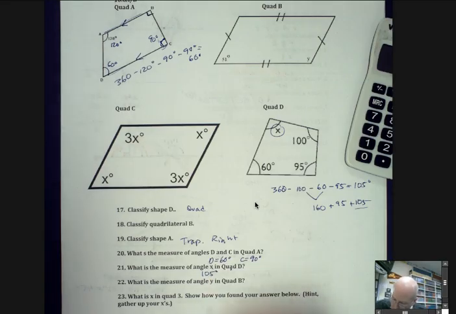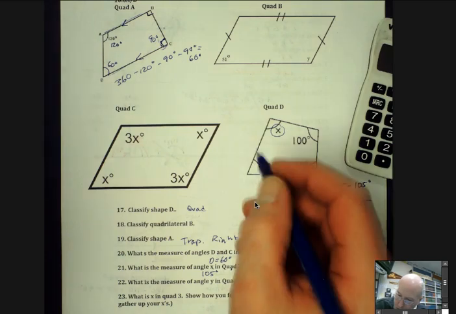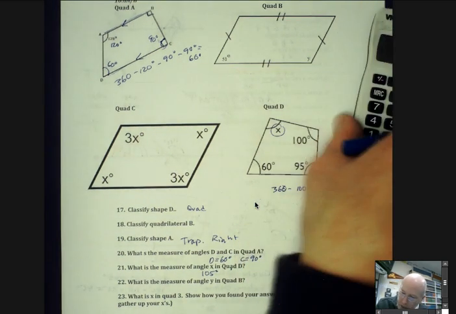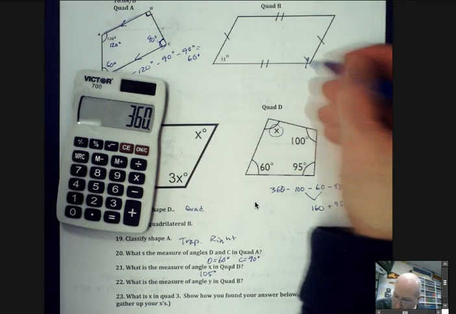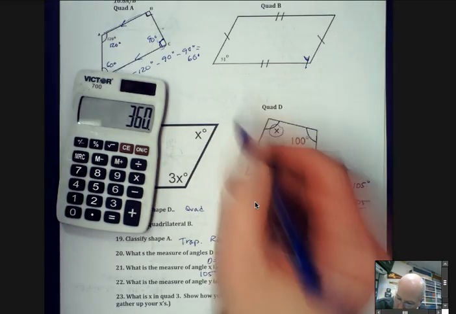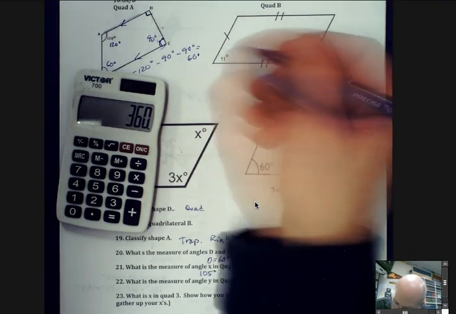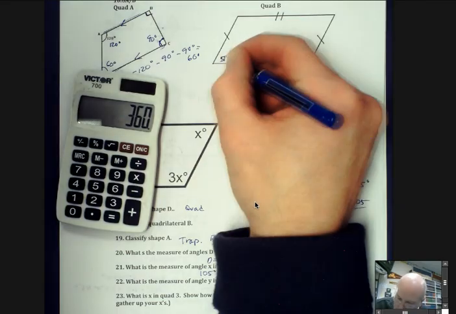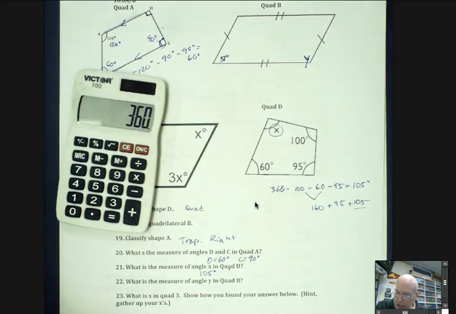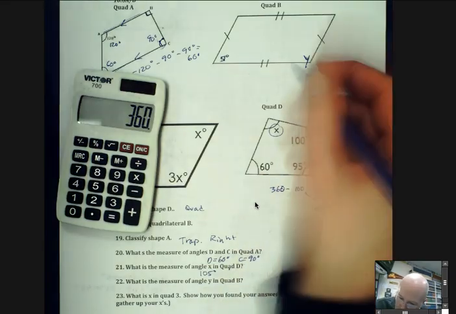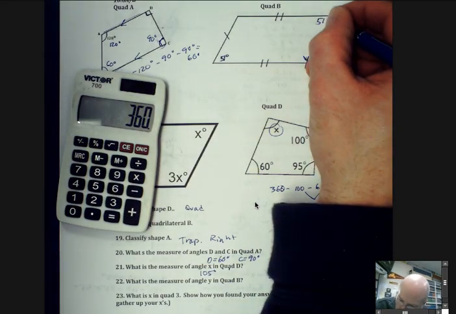105 degrees. All right, what is the measure of angle Y in quad B? Well, where's Y? Y is up here in quad B. All right, so let's figure it out. This looks like a 51-degree angle. 51 degrees. Make sure you can read that. Looks good. So if this one is 51 degrees, then this one is 51 degrees.